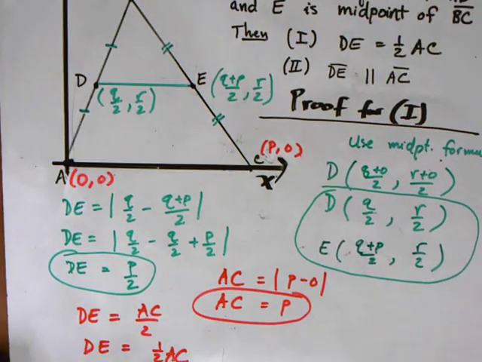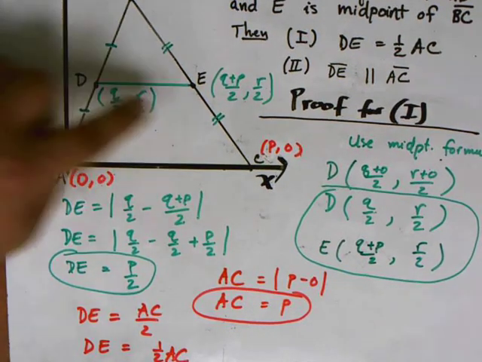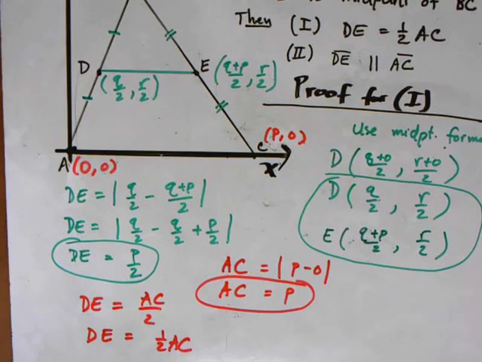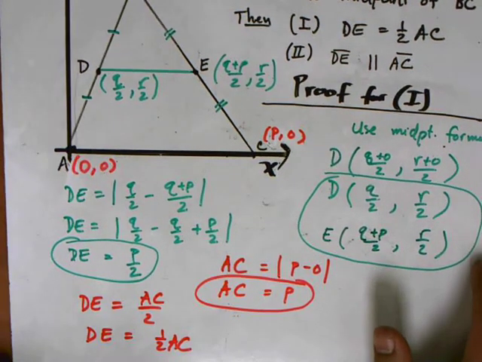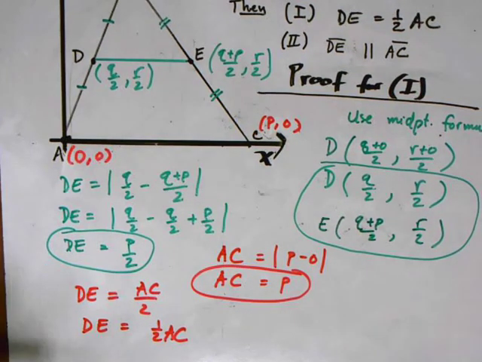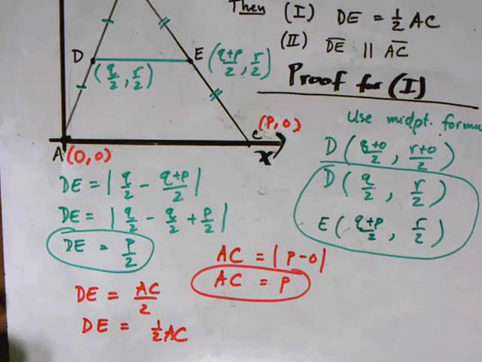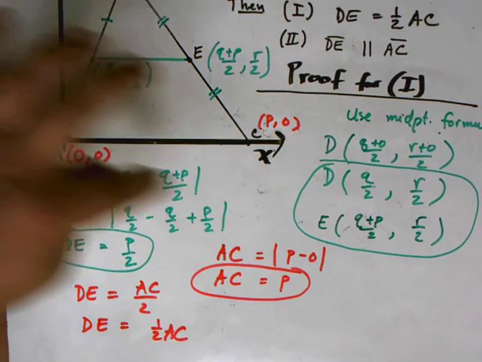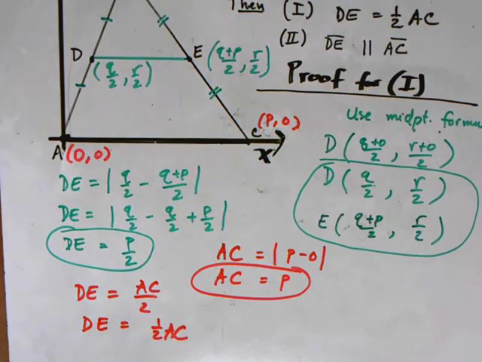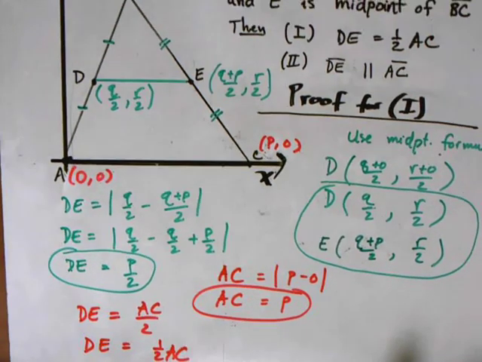Okay? Then use the midpoint formula to find the coordinates for D and E, and then use the distance formula to find the distance between D and E and A and C, and then compare them. And once I compare them, you can see that DE is just 1/2 of AC. So that's a completion of proof for the first part.